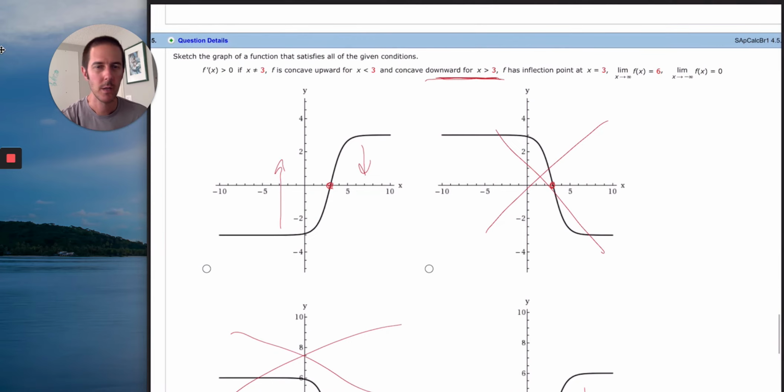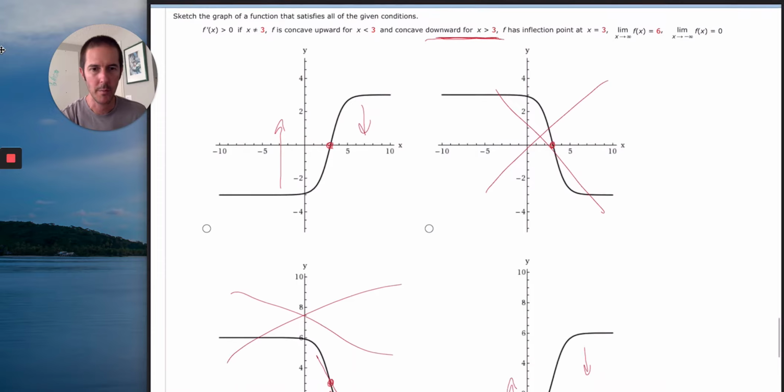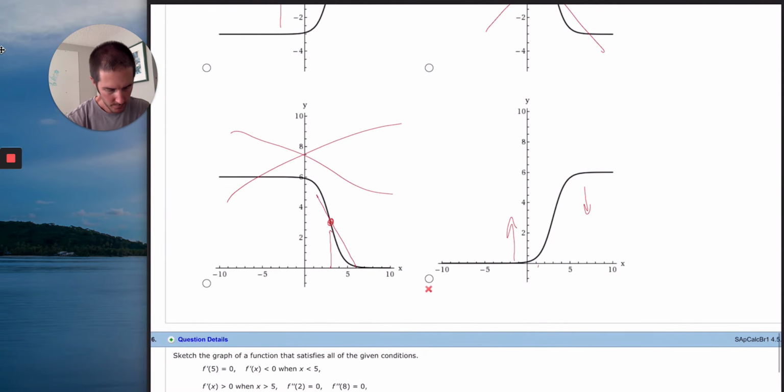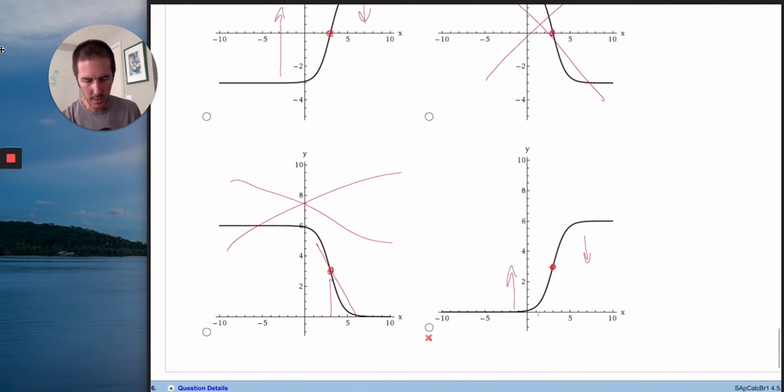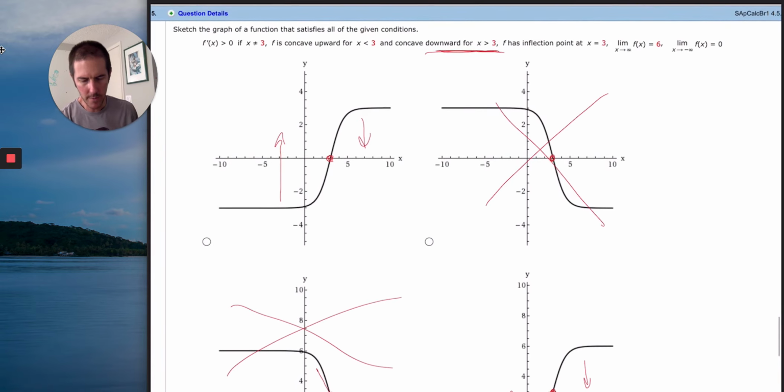Next condition. f has an inflection point at x equals 3. Yeah, the concavity is changing at the point where x equals 3. There's an actual defined point there. That's true. That's common between both of them. Right about there, so that's the inflection point, maybe (3, 3). And in the upper left graph, (3, 0). Both of those look like inflection points.